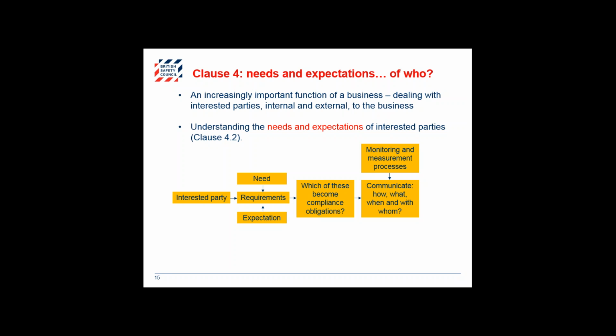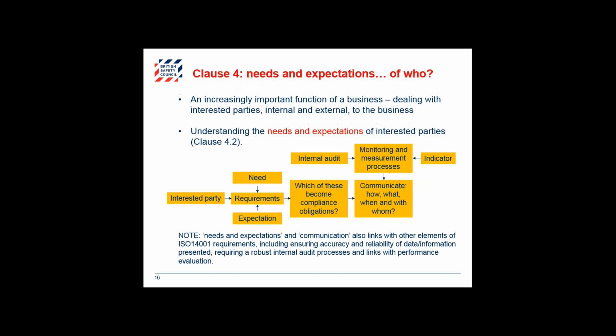Similarly, the context here is, if we're going to start communicating externally on our environmental performance to these interested parties, then the information that we're presenting relies on accurate and transparent data and information. So our monitoring and measurement processes need to be reviewed to ensure that they are robust and consistent, ensuring we are giving reliable information externally to these interested parties. And that process itself will require internal audits to take place, checking to make sure that the monitoring and measurement process is accurate and reliable.